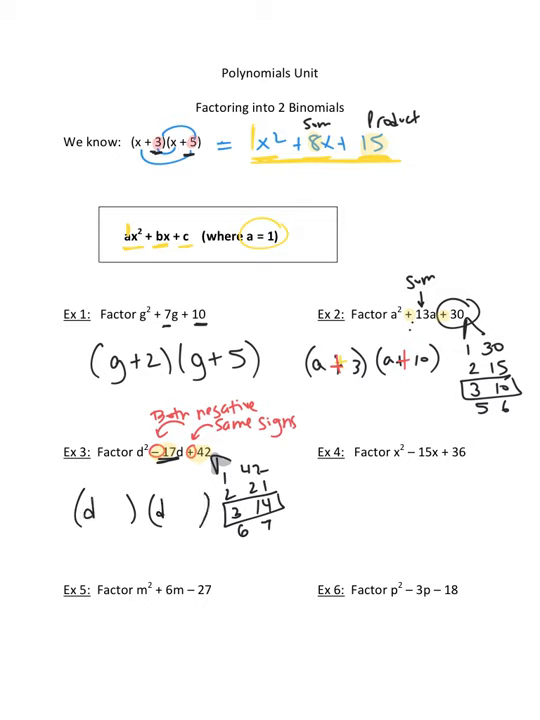D times D is D squared. 3 times 14 is 42, and they add up to 17. I'm going to put my signs in last. I always like to do that last. So again, both are the same, but both are negative. So minus, minus at the end. It's kind of easier to just handle the signs at the end.